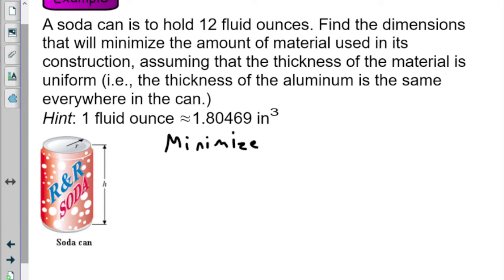If we're trying to minimize the amount of material used in constructing a can, what are we looking to minimize? Is it the amount of material used on a three-dimensional solid? Because remember, volume is the amount of space it takes up. It's surface area that you're trying to minimize here.